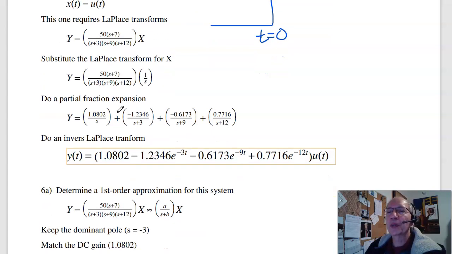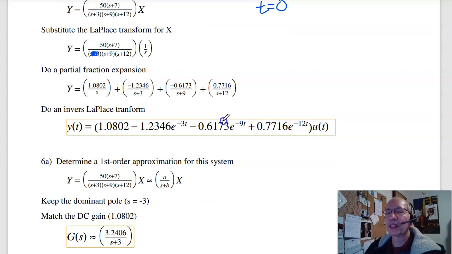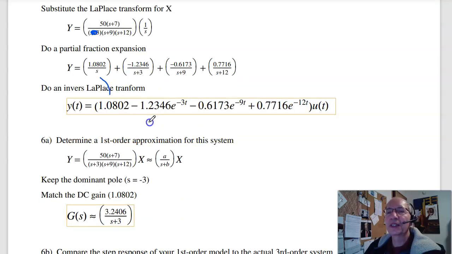One approach is to use partial fractions. Ignore this term, plug in s equals 0, and evaluate to get 1.08. If I ignore this term, cover it up, plug in s equals minus 3, I get this term. Likewise for minus 9, minus 12. These I can write, taking the inverse Laplace transform. That's 1.08 minus 1.2 e to the minus 3t minus 0.6 e to the minus 9t plus 0.77 e to the minus 12t.